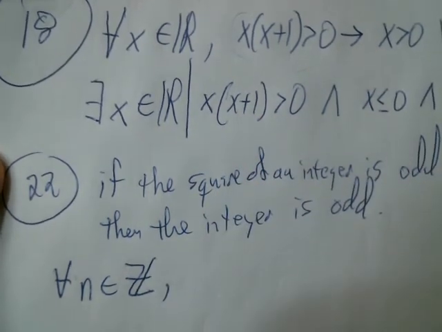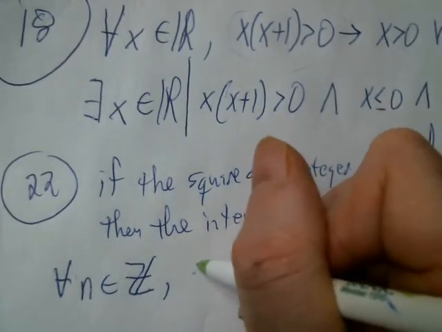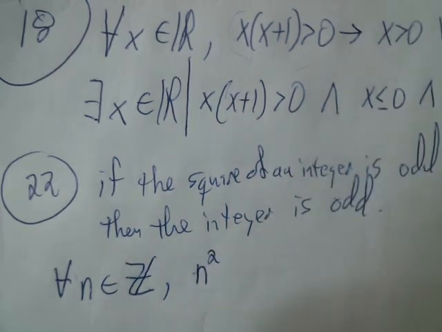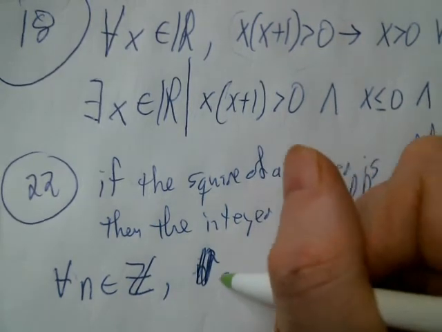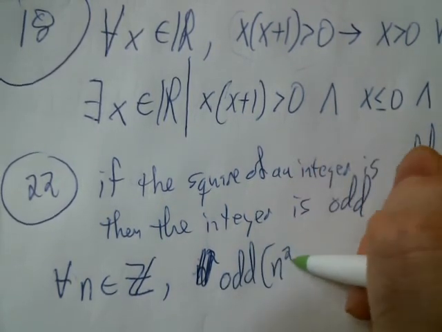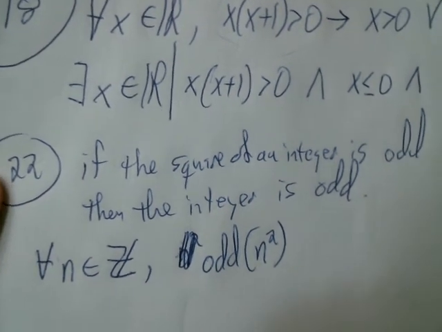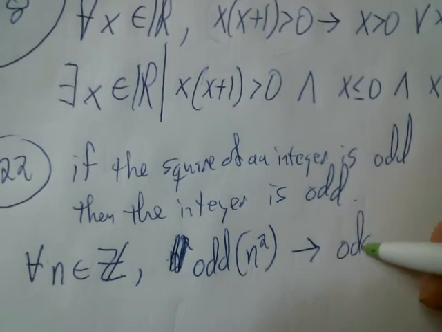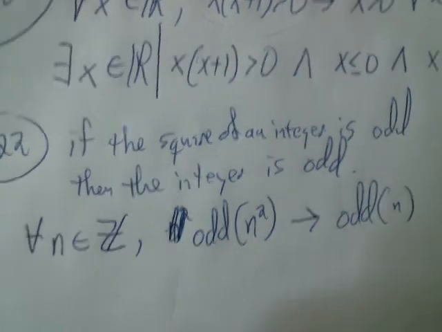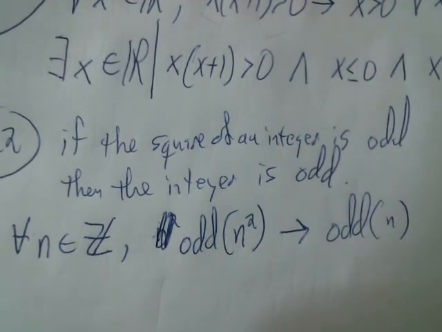if the square of the integer is odd, so how are we going to write that? If n squared is... I guess we could just make a predicate operation, right? So we'll say odd of n squared. That means if n squared is odd, then this will be true. Okay? So if n squared is odd, then the integer is odd. Okay, so you just make up some functions where the input is the number we're talking about.